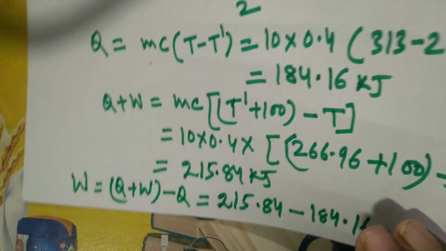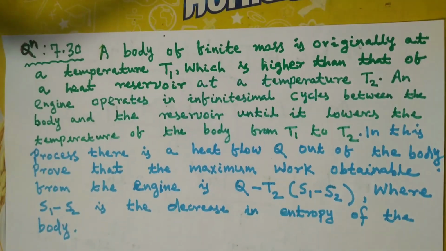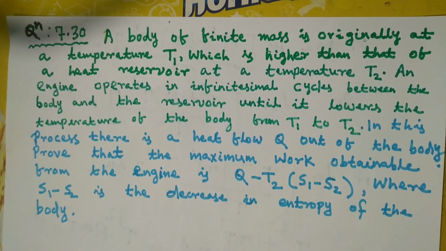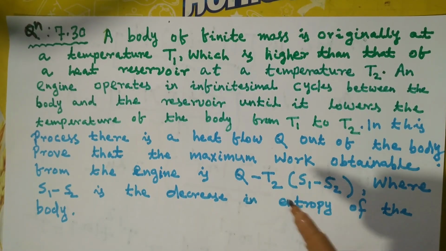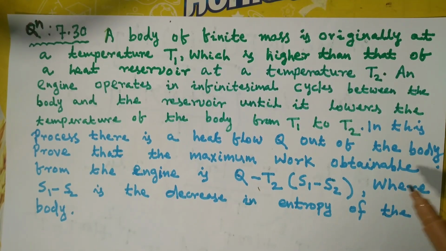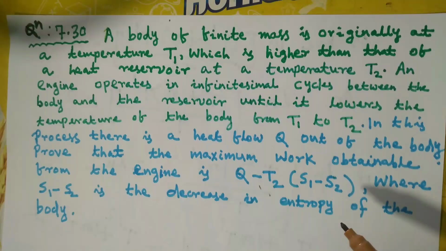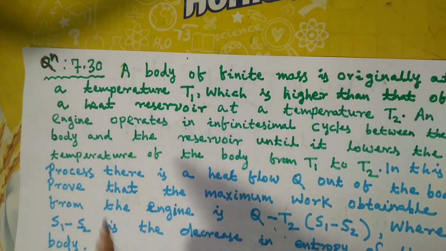So the next question is question number 7.30. In fact, this has already been solved in question number 14, and a slight correction is required. In the question it is given that the work would be Q minus T2 multiplied by (S1 minus S2). So first we will read out the question.